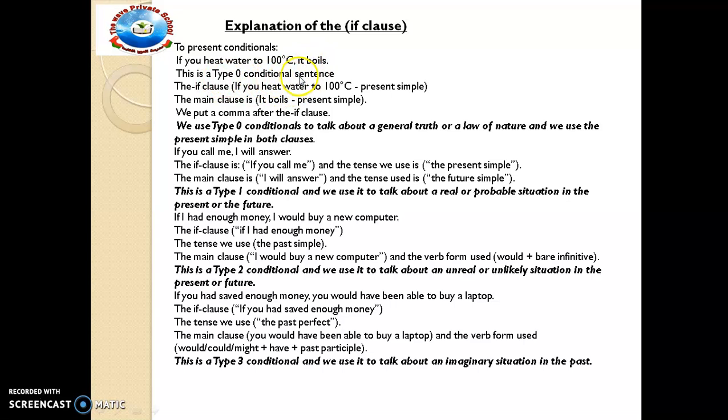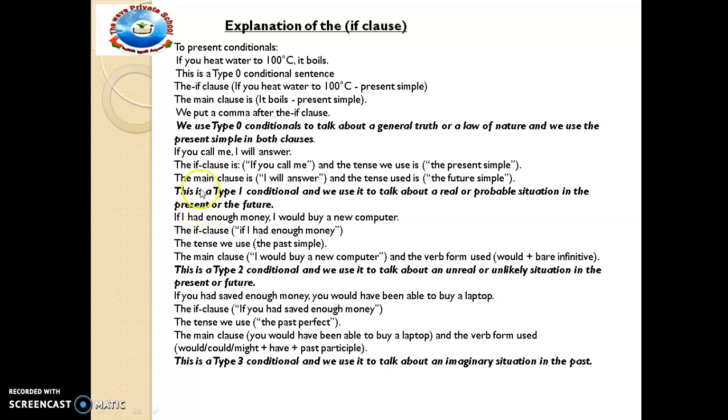Why is it a type 0 conditional? Because the if clause, if you heat water to 100 degrees, is a present simple, and the main clause is a present simple. So the if clause and the main clause are both present simple. So it makes it a type 0 conditional sentence. So I want you to read this. We use type 0 conditionals to talk about a general truth or a law of nature, and we use the present simple in both clauses.